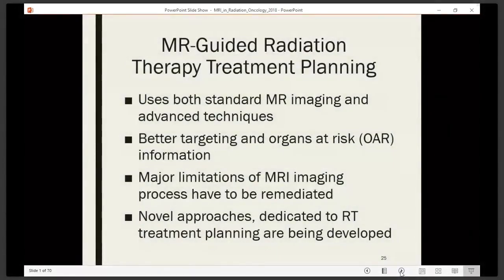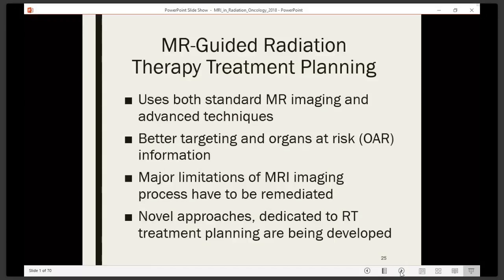Okay, so that's the background stuff. Let's talk about how MR images are used to help with radiation therapy treatment planning. In radiation therapy, both standard MR imaging techniques I've been talking about and more advanced techniques are used, but we're going to concentrate on the standard ones. They're used, again, because the high soft tissue contrast allows better targeting of organs at risk and target organs as well.